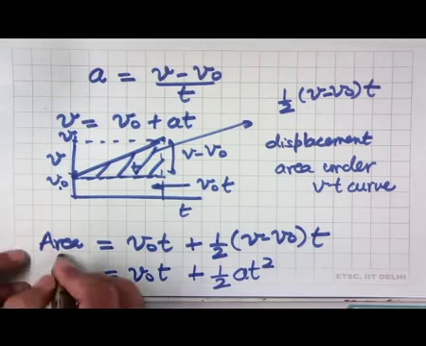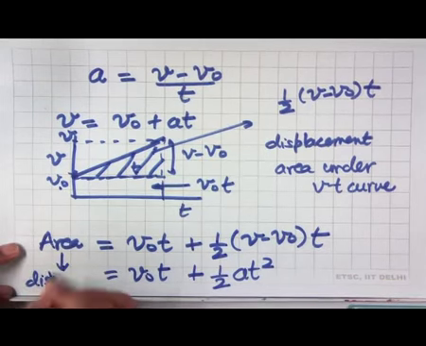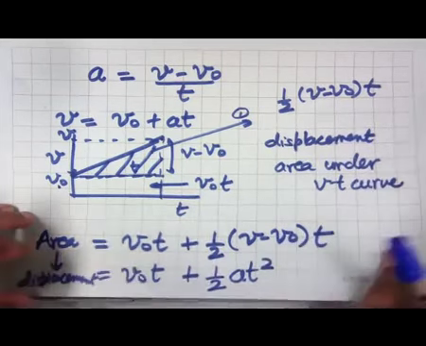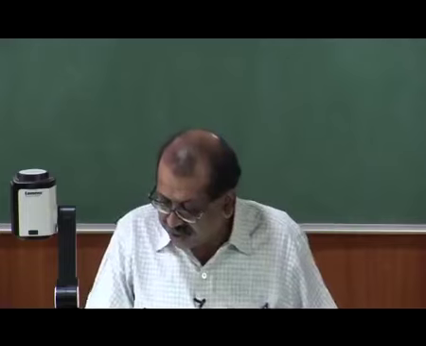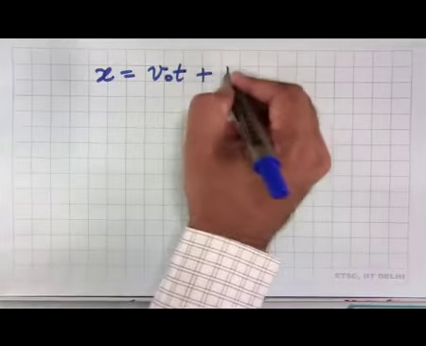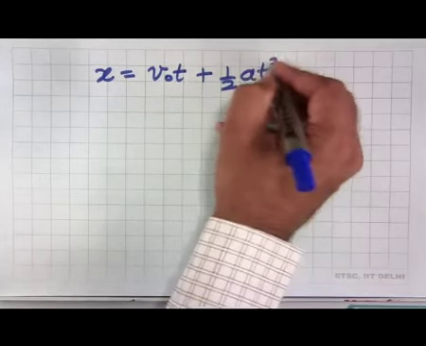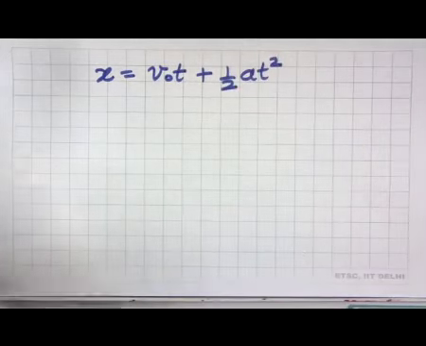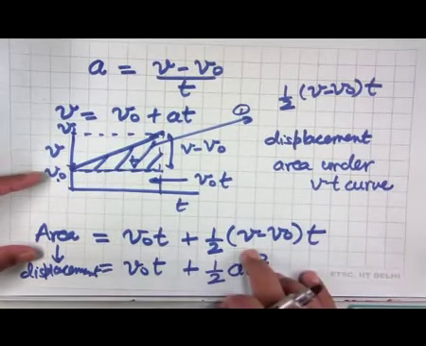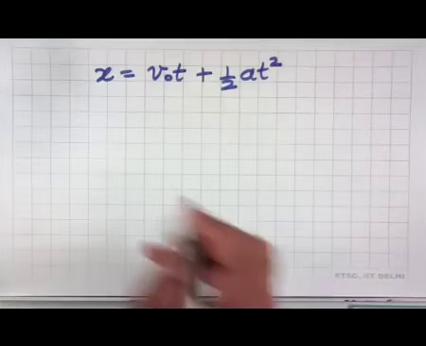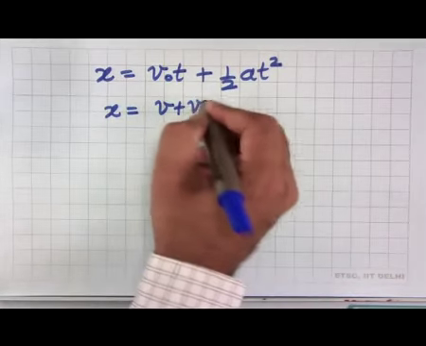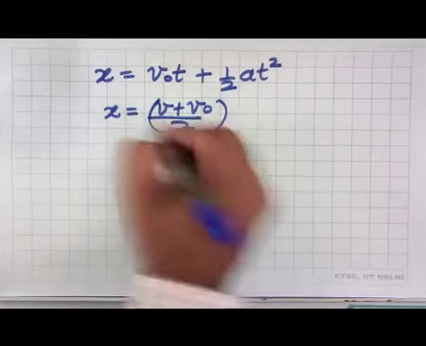So, therefore, this area, which is the displacement, is given by v0t plus half at square. So, we can write it as x is equal to v0t plus half at square. If we expand this formula, that means we do not express things in terms of acceleration here, then what we will get is x is equal to v plus v0 by 2 times t.